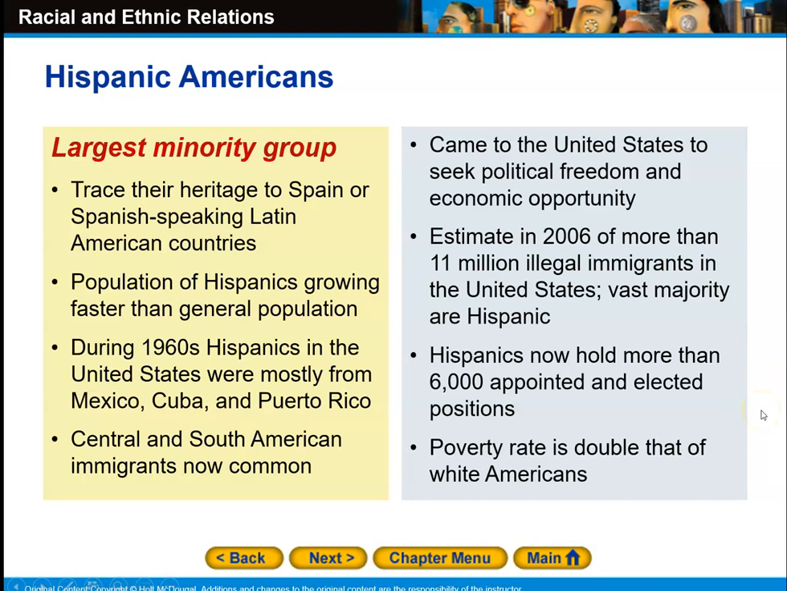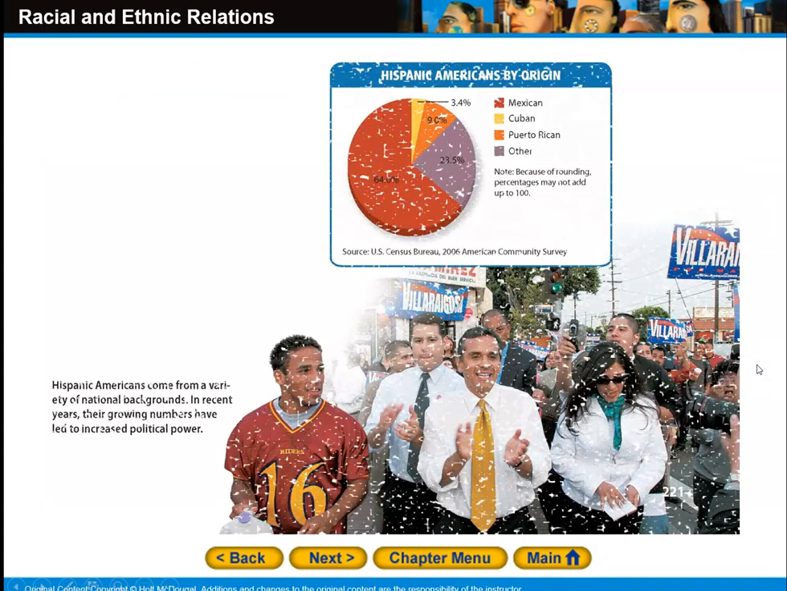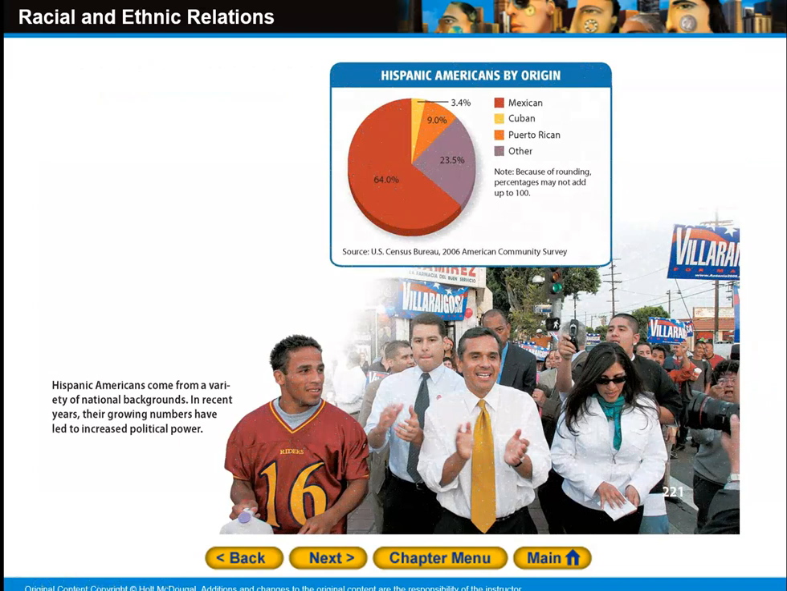It was estimated in 2006 that more than 11 million illegal immigrants lived in the United States. A vast majority of these were Hispanics. Hispanics now hold more than 6,000 appointed and elected positions in the United States. The poverty rate, however, is double that of white Americans. Hispanics come from a variety of national backgrounds. In recent years, their growing numbers have led to increased political power.